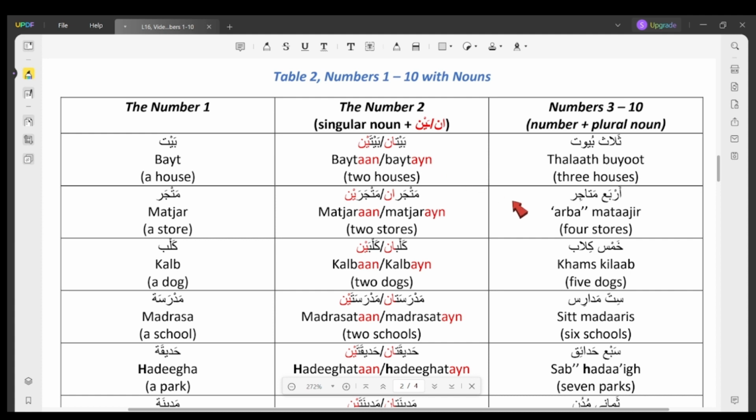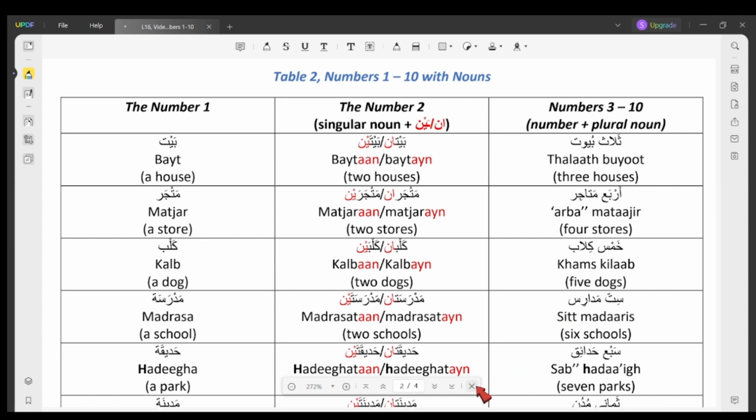Now let's see how we can say 3 houses. ثلاث بيوت. In Arabic, whenever we want to use the numbers 3 through 10, we need to use the plural form of the word that comes after these numbers. In this case, bayt has turned into buyut, meaning houses.